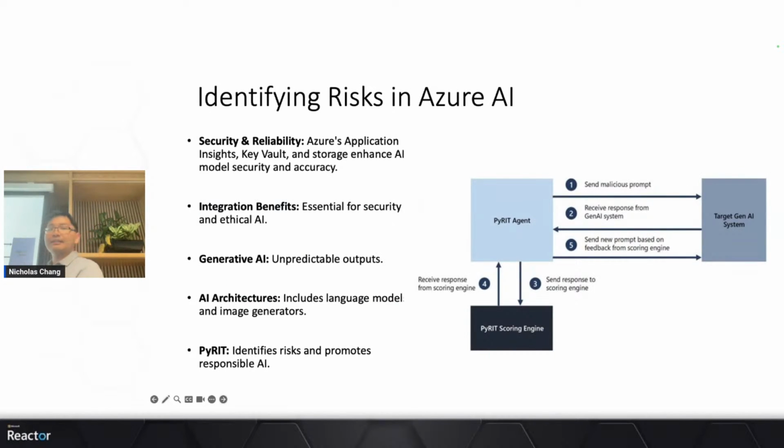So, identifying risk in Azure AI. Firstly, when you develop a machine learning workspace, you can use the fundamental security to enhance the OpenAI. You can use it with Azure Insights, Key Vault security, just to enhance and boost the accuracy of the security of the model. And you can also integrate it for security and ethical AI as well. So the diagram on the right shows how this tool called PyRIT works. It uses a core system engine as well as an agent, and it sends some prompts to the target AI. This target AI could be your Azure OpenAI or a different AI that you use.